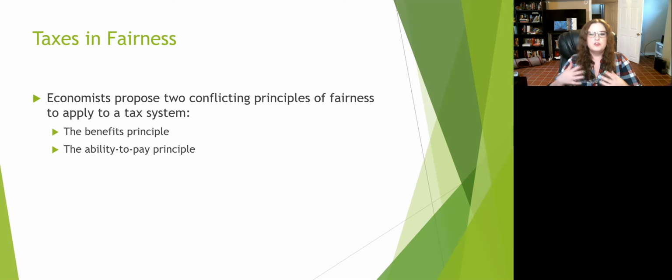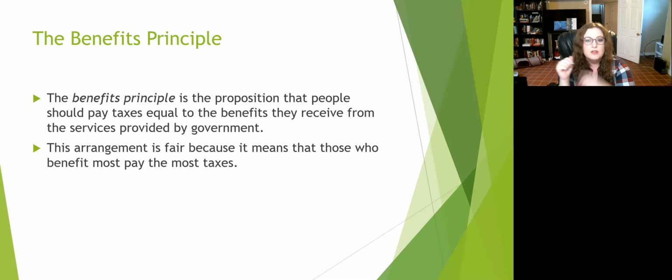But okay, so there are two principles of fairness that we try to apply to a tax system. The first is the benefits principle. The second is the ability to pay principle. The first one, the benefits principle, is the proposition that people should pay taxes equal to the benefit that they receive from a government or from a service that's provided by a government.